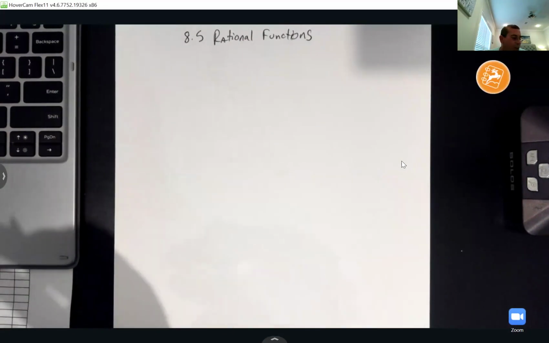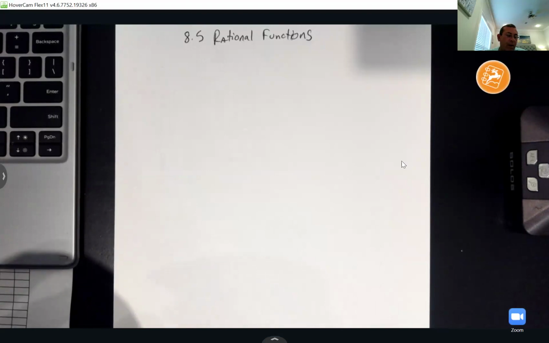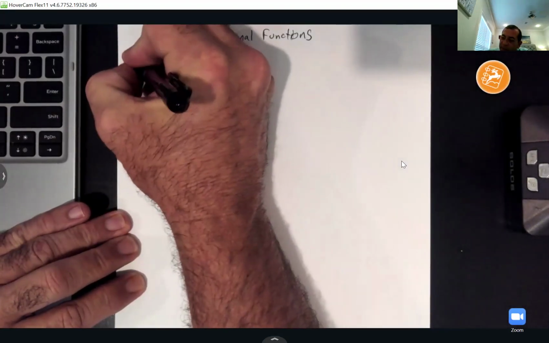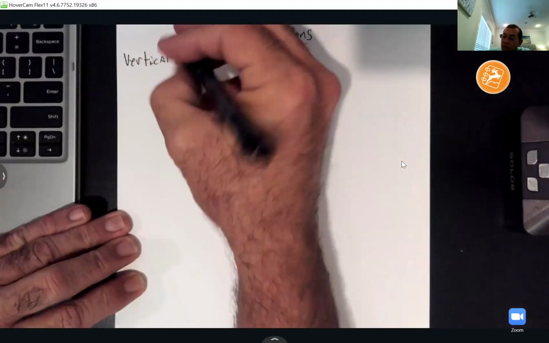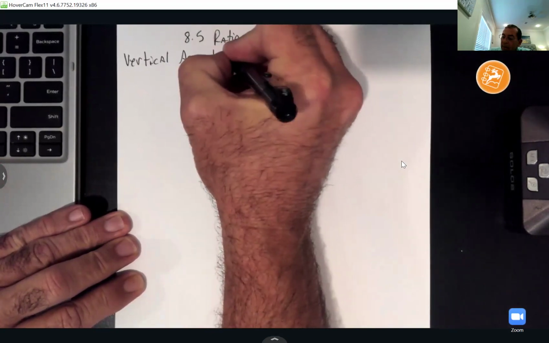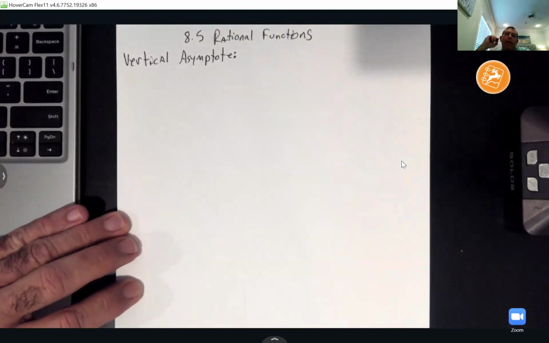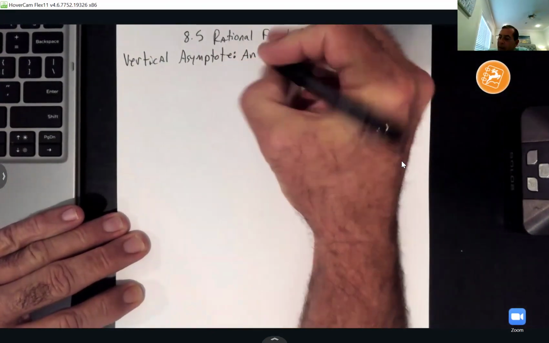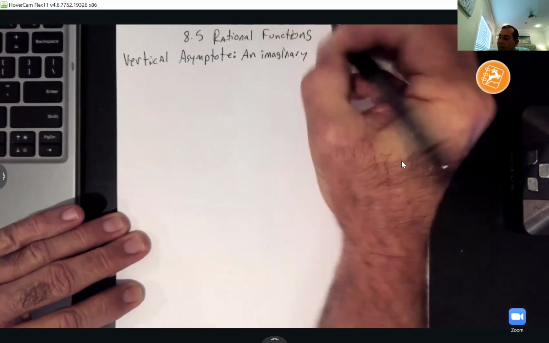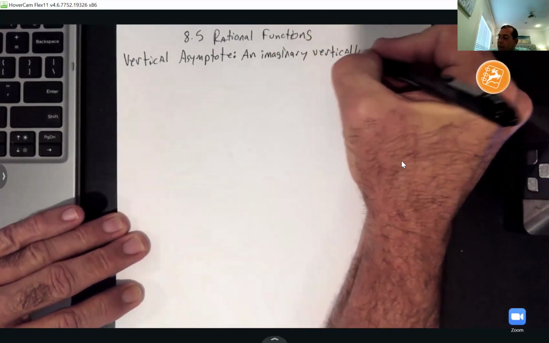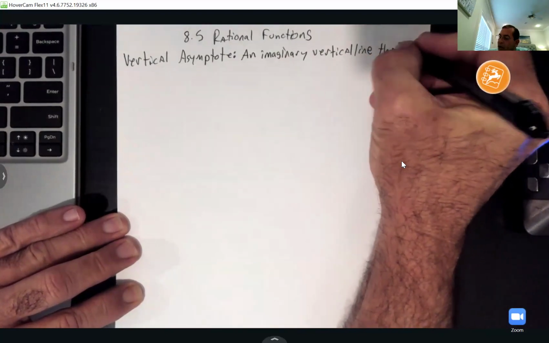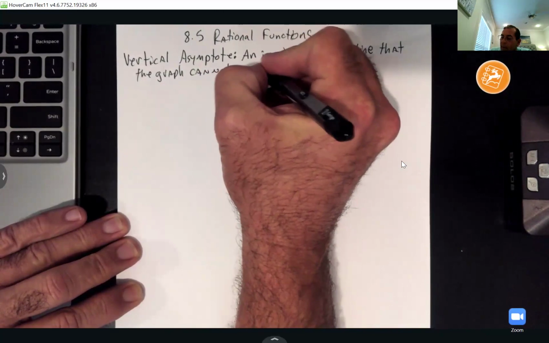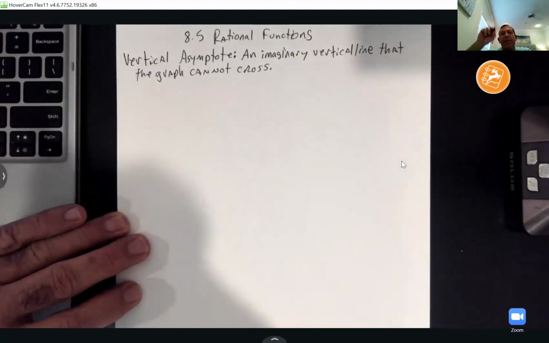So I'm going to start where they start asking us for asymptotes and stuff. I'm going to give us a few definitions and then we'll play with this next problem, okay? So the first definition is we call a vertical asymptote. All righty. So what a vertical asymptote is, remember vertical lines are up and down, but this is an imaginary vertical line that the graph cannot cross. So the graph cannot cross over this imaginary vertical line.